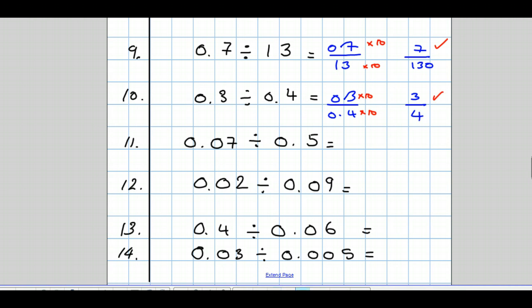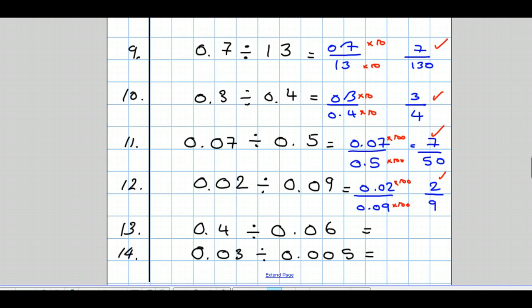Now, question 11. You should have got 0.07 over 0.5. Now we have to multiply the numerator by 100. And of course, what you do to one part of the fraction you must do to the other, to give 7 over 50. If you got that, well done, you got a tick. Now, question 12, you should have got 0.02, this is your halfway answer, over 0.09. Multiply numerator and denominator by 100. And we get 2 over 9. If you got that, give yourself a tick.